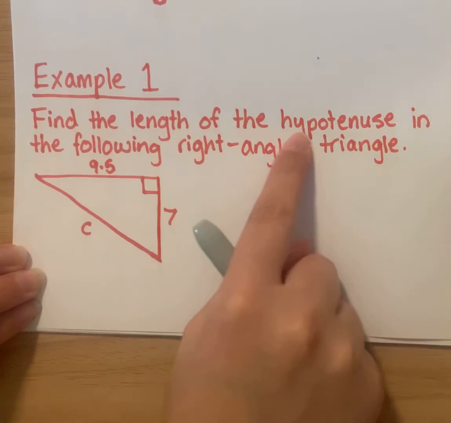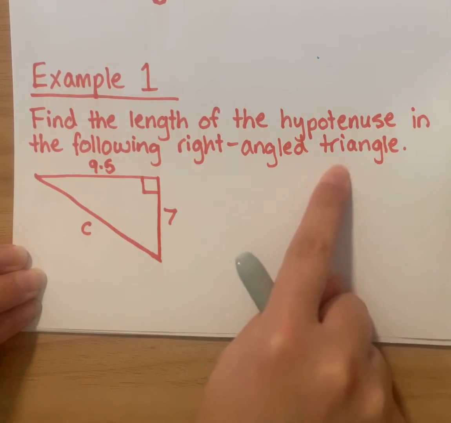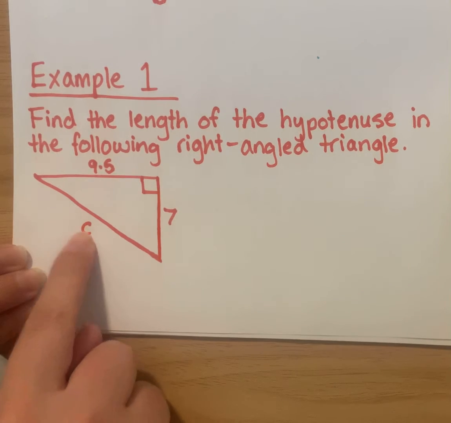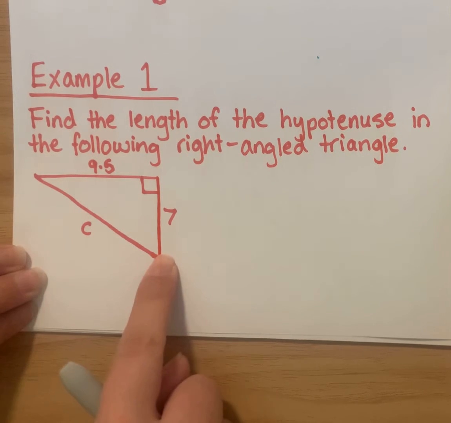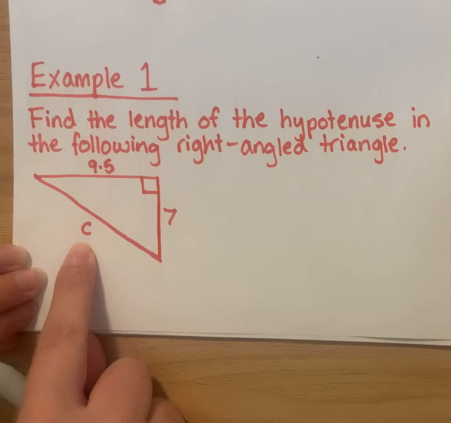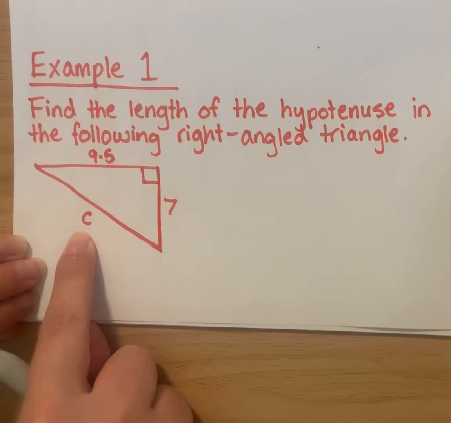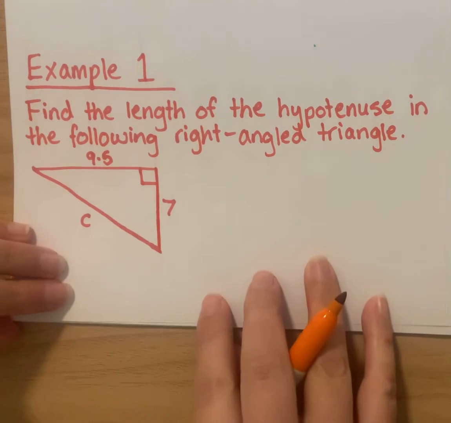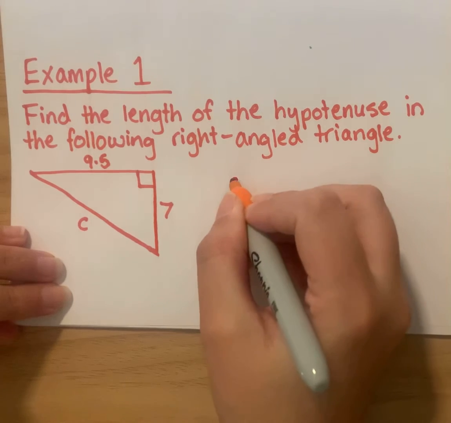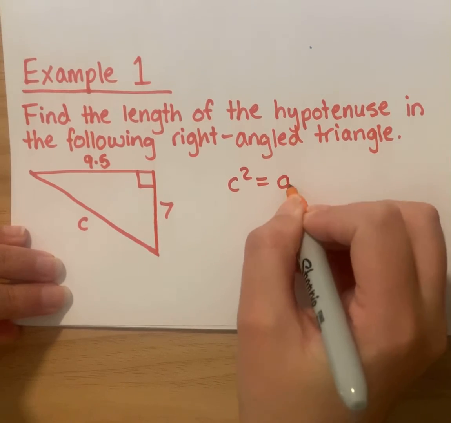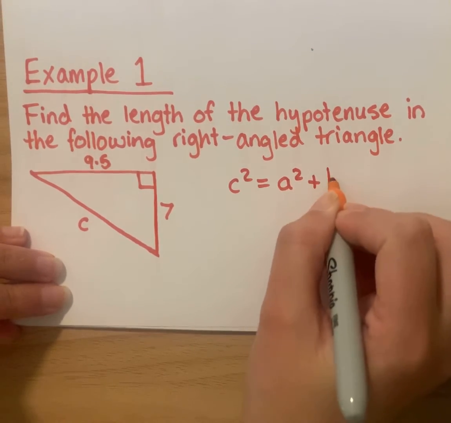So find the length of the hypotenuse in the following right angle triangle. We need to find c. We want to find this length here, and it's already been labelled c for us, so that's nice and easy. Because we know we can use Pythagoras, and Pythagoras is this, c squared equals a squared plus b squared. We have to remember that one.